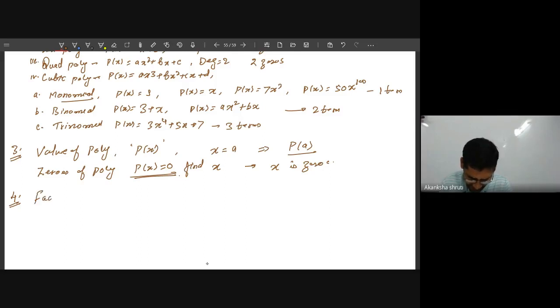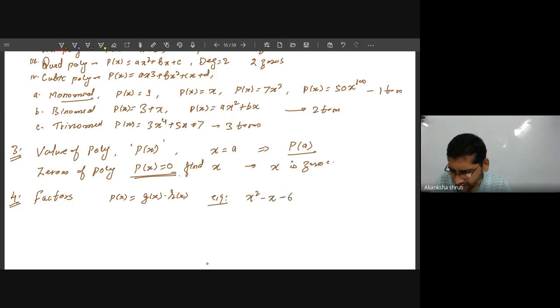The fourth one was called the factors of a polynomial. Factors means a polynomial p(x) is broken into two polynomials, say g(x) and r(x). Example, if I am taking x square minus x minus 6, this can be broken into x minus 3 and x plus 2. So these two are the factors. Okay, so the polynomial p(x) is broken into two. These two, the product of the two, they are the factors.